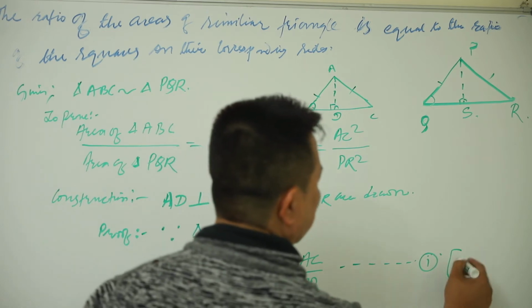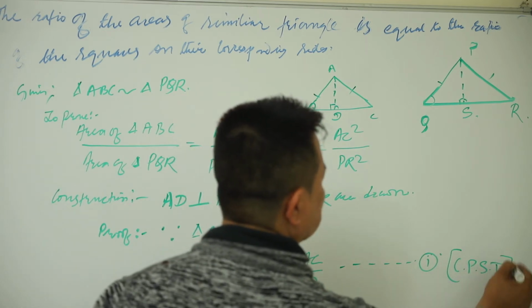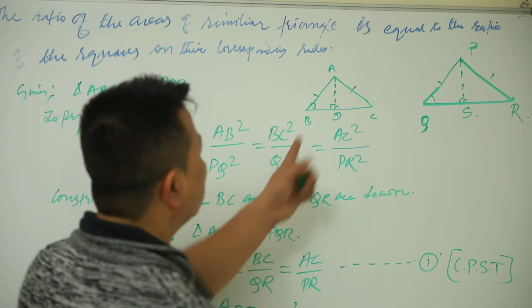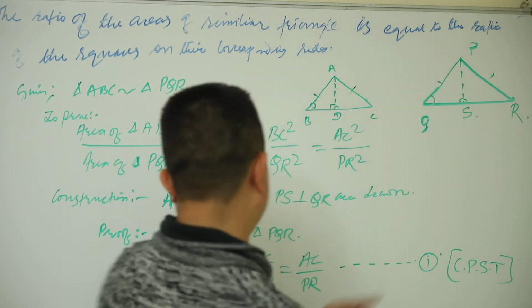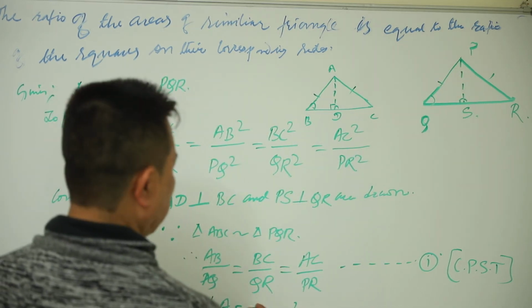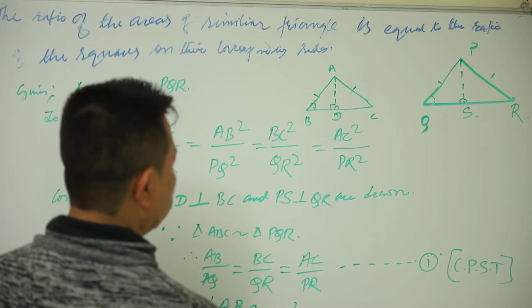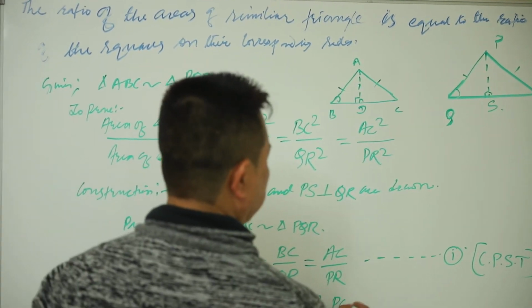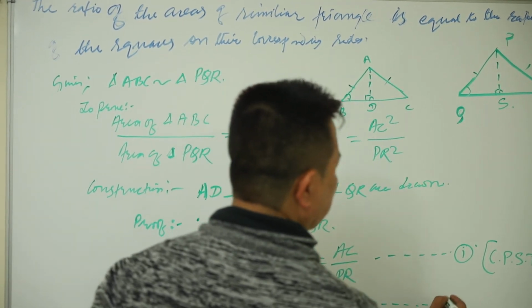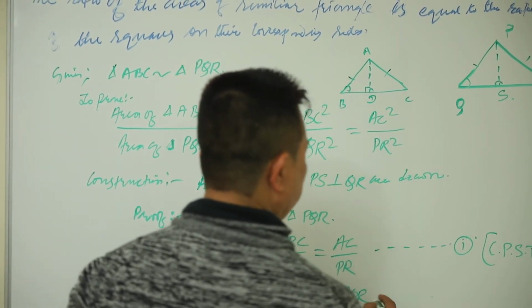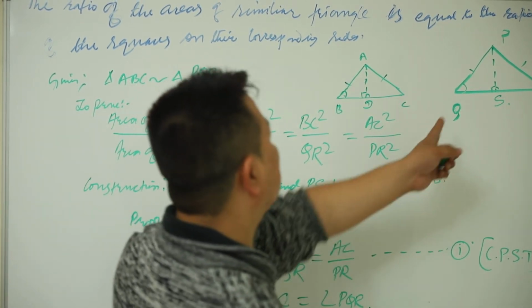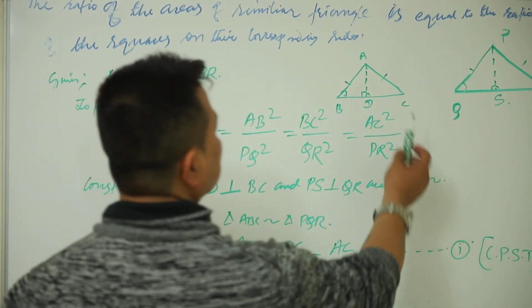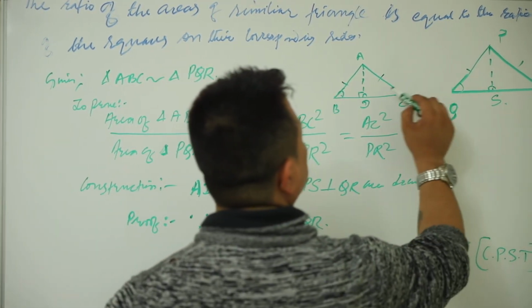Therefore, angle ABD, and you can write the reason here: corresponding parts of similar triangles. Angle ABD is equal to angle PQR. You can write D or you can go up to C, angle PQR. The reason is, what is the reason again? Also, this angle and this angle are equal. Similarly, this angle and this angle are also equal.